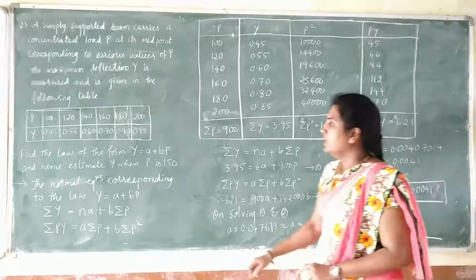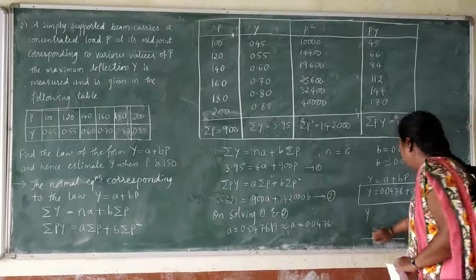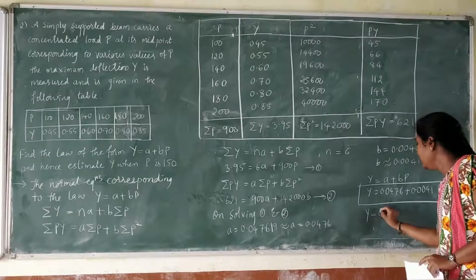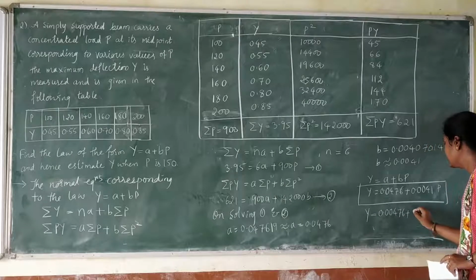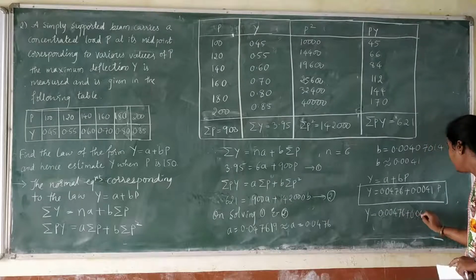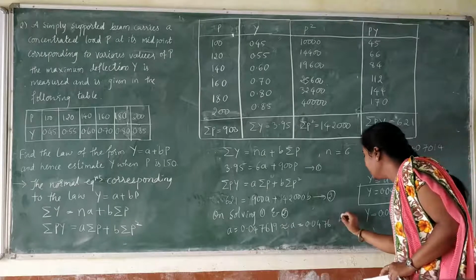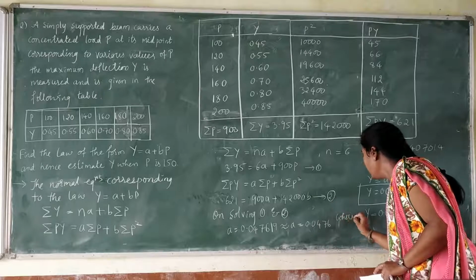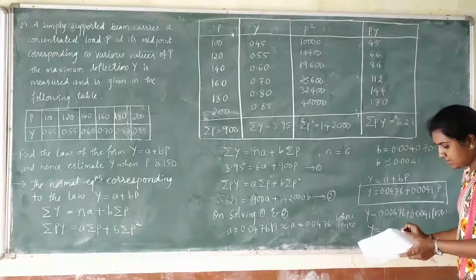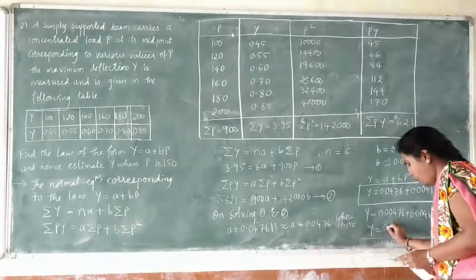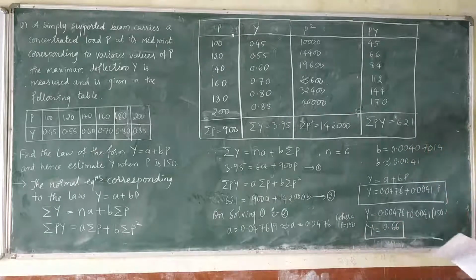Next, hence estimate Y when P is 150. Let us put the value of P here: Y = 0.0476 + 0.0041 into 150, because P is 150. Here we get the Y value as 0.66. So Y is 0.66 when P is equal to 150.